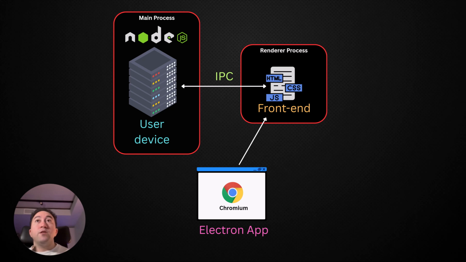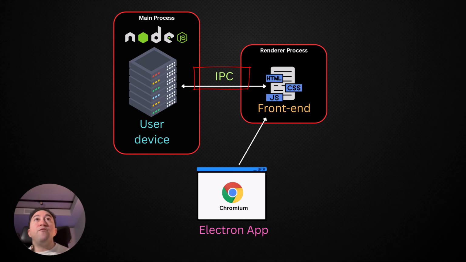Okay, so whenever we click on the camera button, we want to capture the screen and save it to a file. But as we learned from the renderer, we cannot do this because we don't have access to the system APIs or any Electron or Node APIs. So what we want to do is send a message to the main process to tell it that we want to do this. As we learned, this communication happens through IPC.